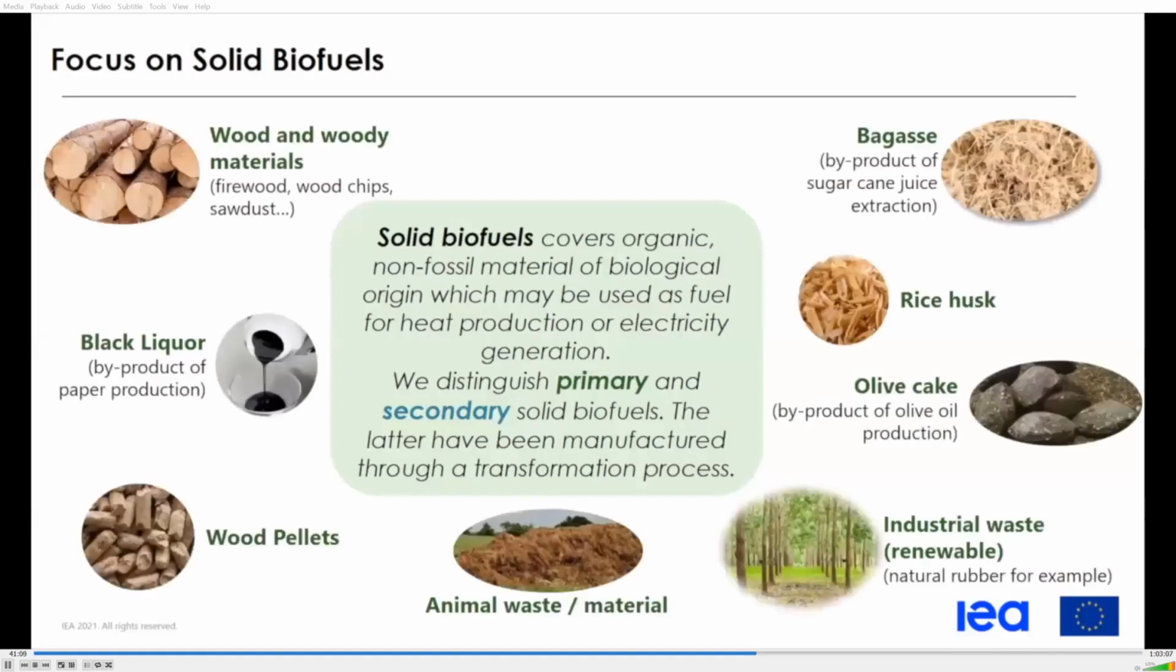So you would have bagasse, which is a byproduct of the sugar industry, and the same for other agronomic industries. You could have rice husk, olive cake, industrial wastes in a renewable form, for example natural rubbers. You have then wood pellets and animal waste, black liquor, which is a byproduct of paper industries, and of course wood and woody materials: firewood, wood chips, sawdust, etc. And finally, one element in which we will dive a little bit deeper, charcoal, which is a product produced from wood products at the origin.